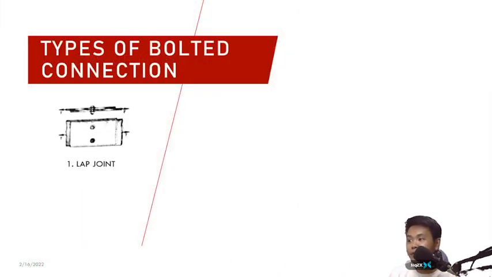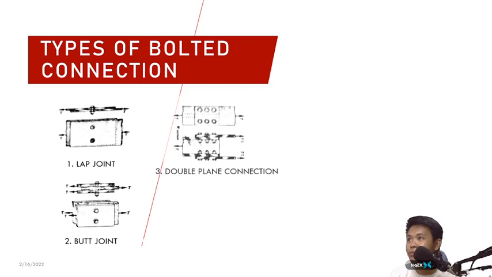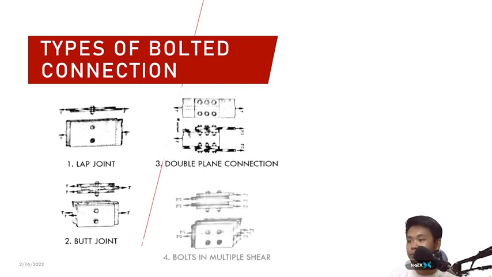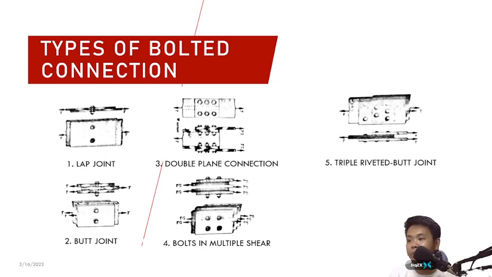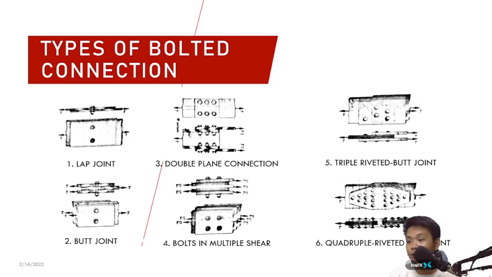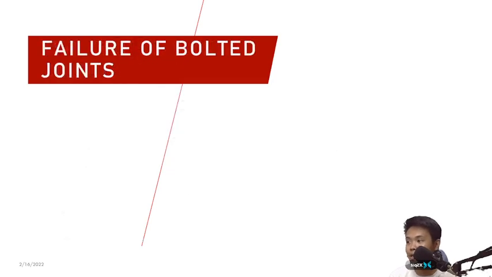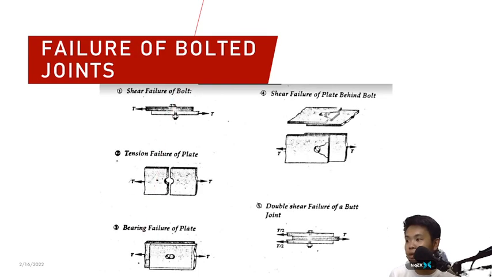So we have different types of bolted connection. First is the lap joint, butt joint, double plane connection, bolts in multiple shear, triple riveted butt joint, and quadruple riveted butt joint. Meron din tayong different failures of bolted joint. First is the shear failure of bolt, tensile failure of plate, bearing failure of plate, shear failure of plate behind bolt, and double shear failure of butt joint.